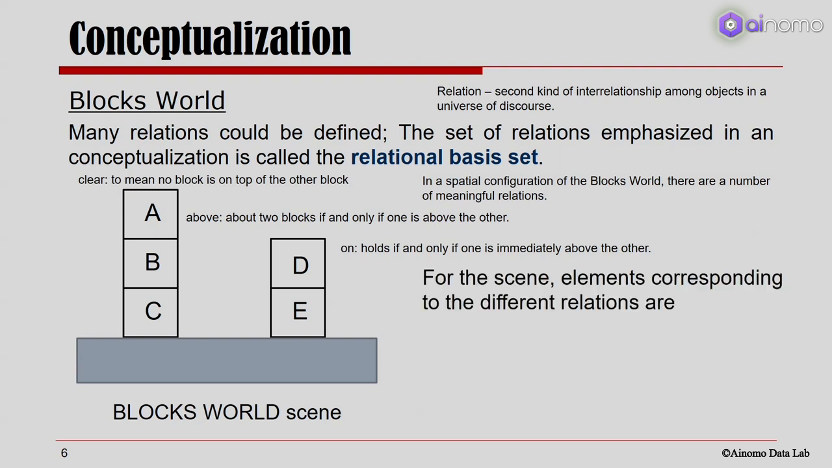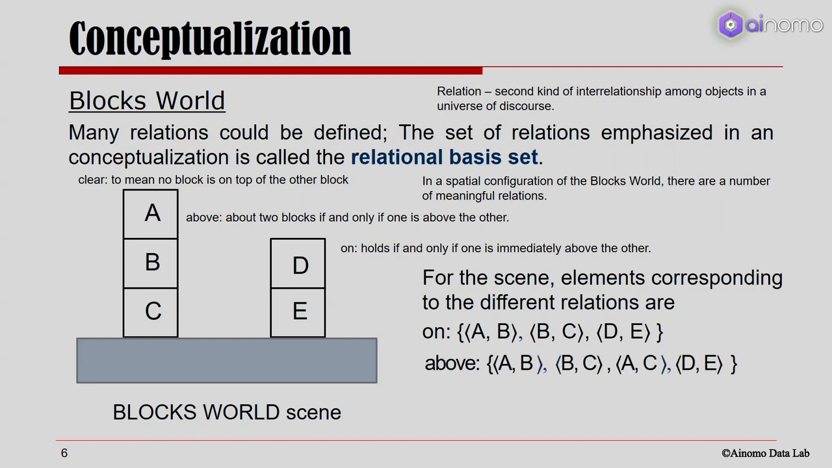For the scene, elements corresponding to the different relations are, for the on relation, I have tuples AB, for A is on B, similarly BC and DE. For the above relation, I would have tuples AB, BC, AC and DE. Thereafter, I could have tuples for clear, as I can see it here, nothing on top of A. So, I would have A as an element of the clear relation and D.